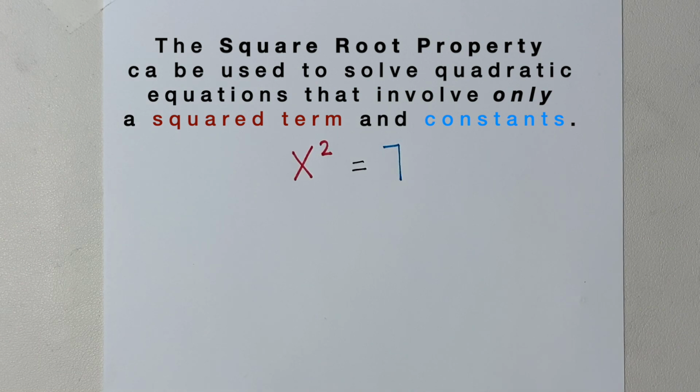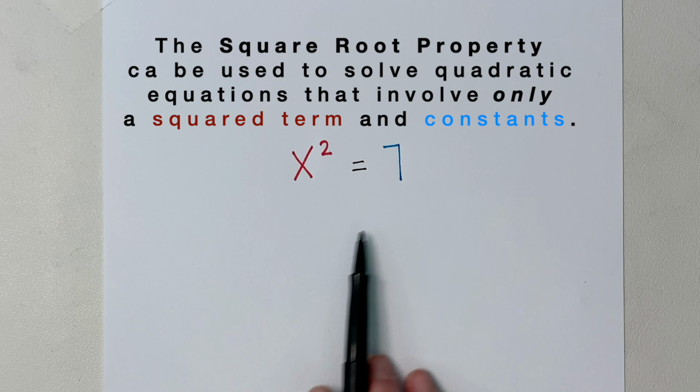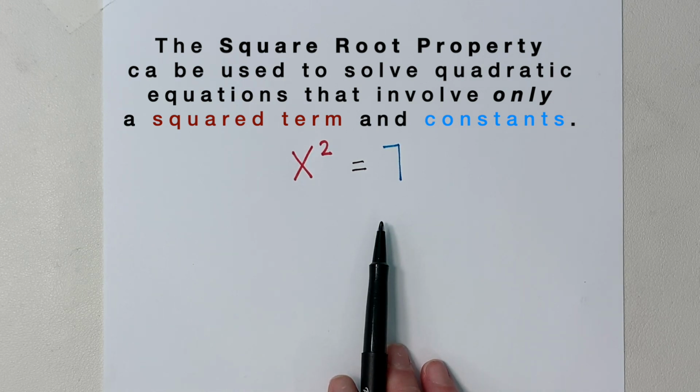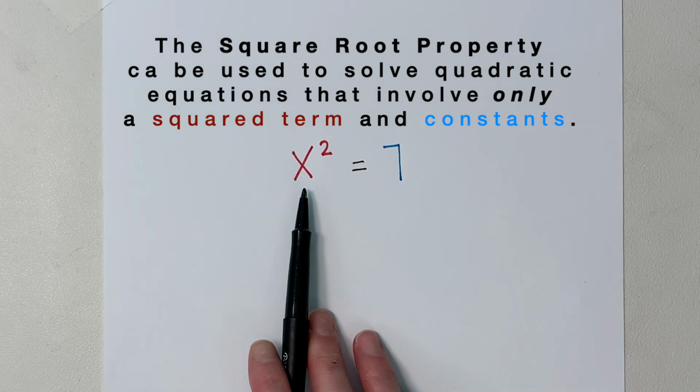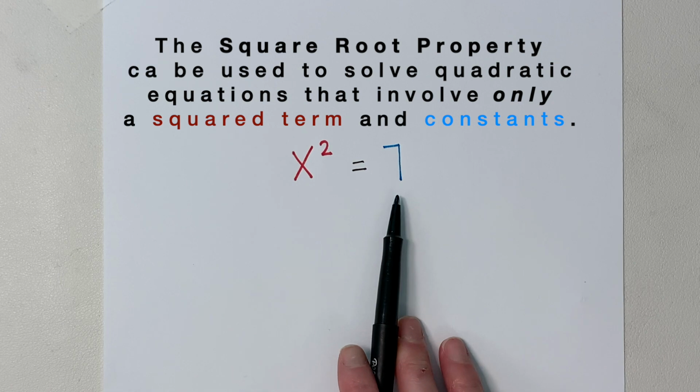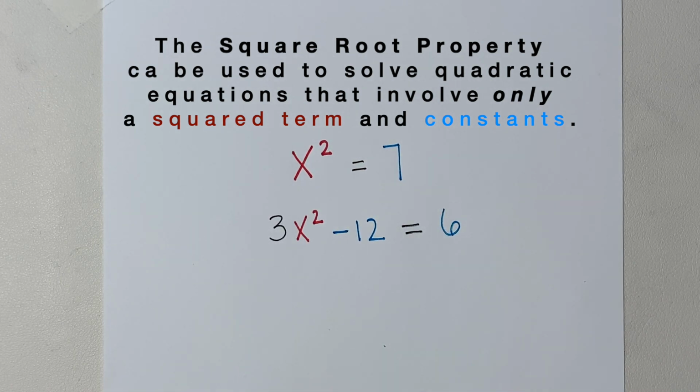For example, we could use the square root property to solve this quadratic equation because this quadratic equation has an x squared term and a constant. We could also use the square root property to solve this quadratic equation. Here we have a squared term, and it's okay if your squared term has a coefficient, that's just fine. And you're allowed to have constants. You can have one constant or multiple constants.